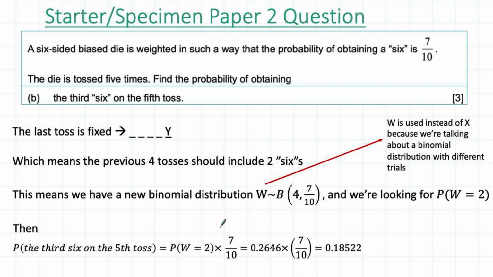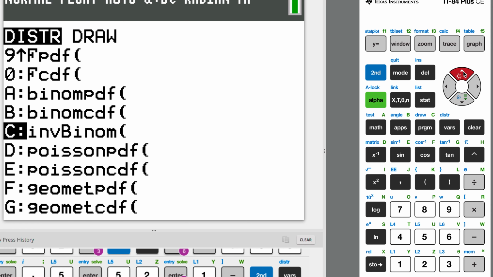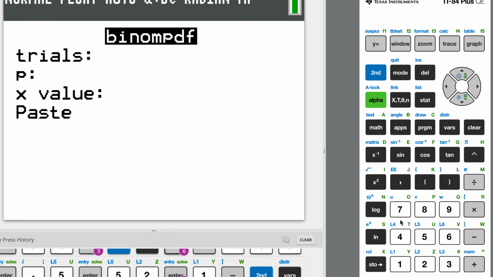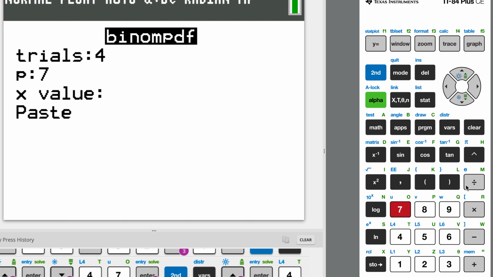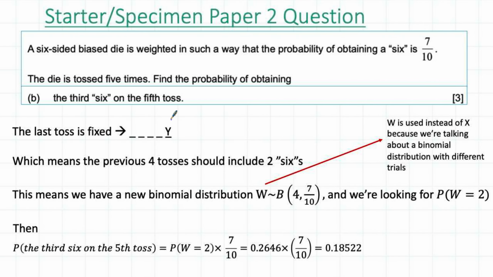So in that case, you calculate this normally. So going back here, you can calculate it normally. So binomial PDF, I have 4 trials now. The probability of success is 7/10. And I'm looking for when will I get 2 6s, and it will give me this. All right, so this is the probability of getting 2 6s. Multiply this by the fact that the 5th toss is fixed as a 7/10. So this will be 0.2646 times the fact that the last toss is 7/10, and that will give me 0.18522.